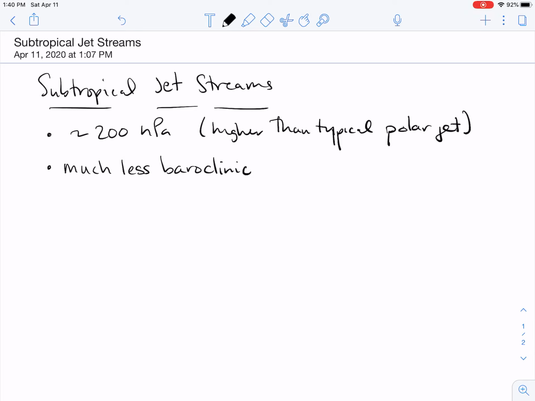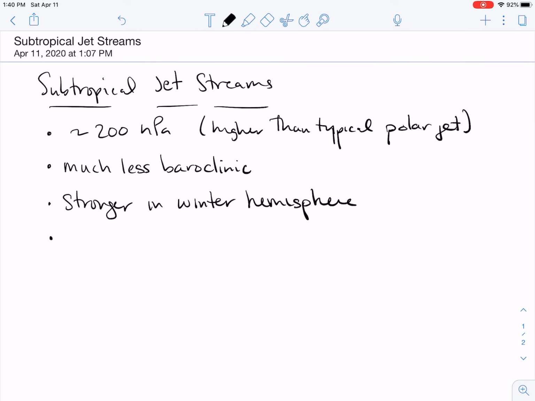Typically, the subtropical jet stream is stronger in the winter hemisphere. So what we mean by this is that in December, January, February, in the northern hemisphere, it will be stronger than it would be in the southern hemisphere at that time. Typically, this jet appears around 20 to 35 degrees north or south, depending on what hemisphere we're in. So again, further to the south than our typical polar jet stream.